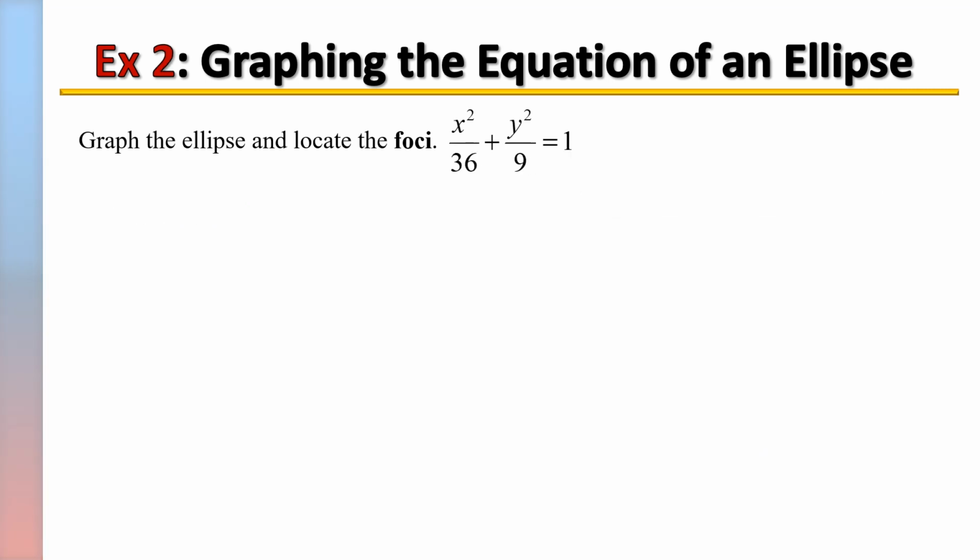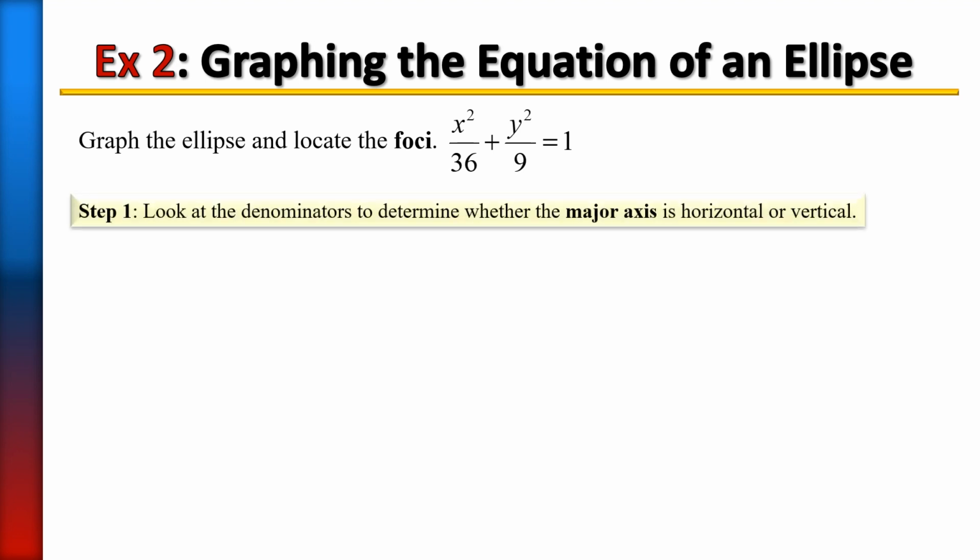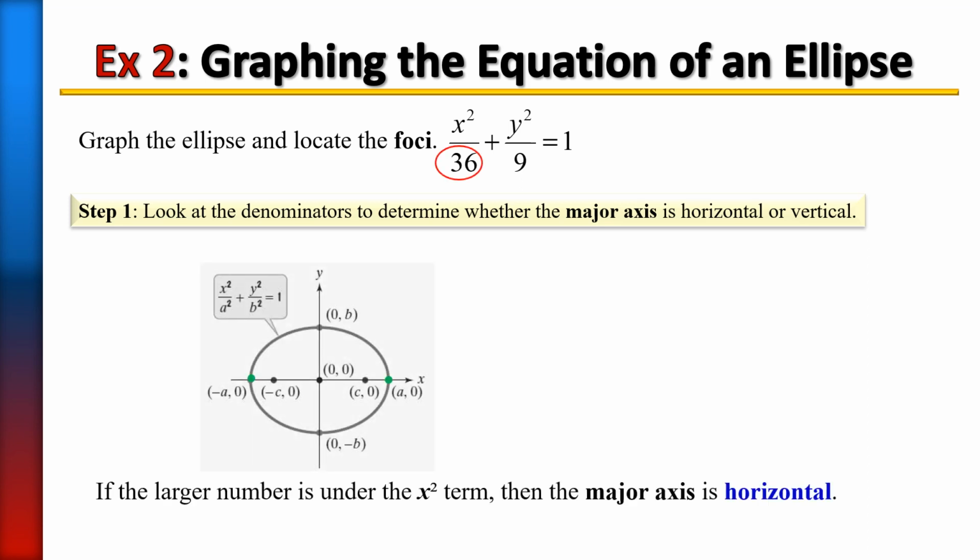In this example, we're asked to graph the ellipse and locate the foci of the given equation x squared over 36 plus y squared over 9 equals 1. So the first thing we need to do is take a look at the denominators to determine what is the major axis. Looking at the denominators, we see that under the x squared term we have the larger number, which means that the major axis is horizontal.